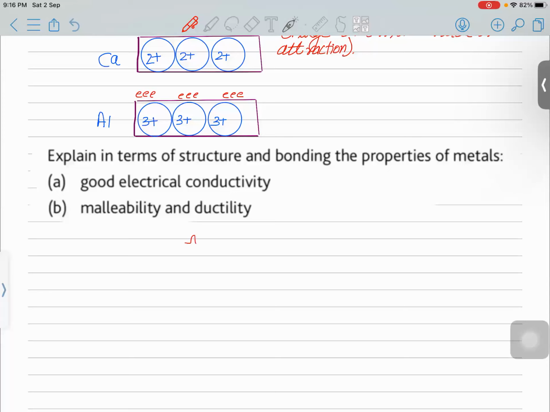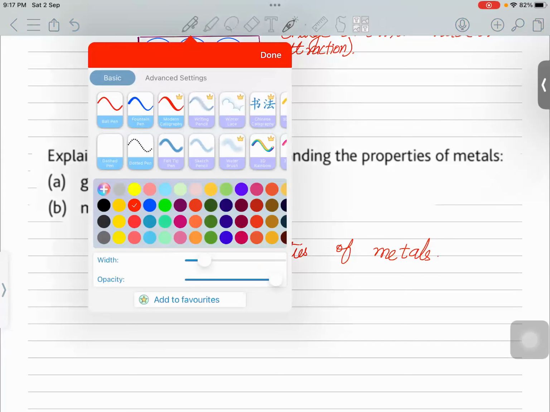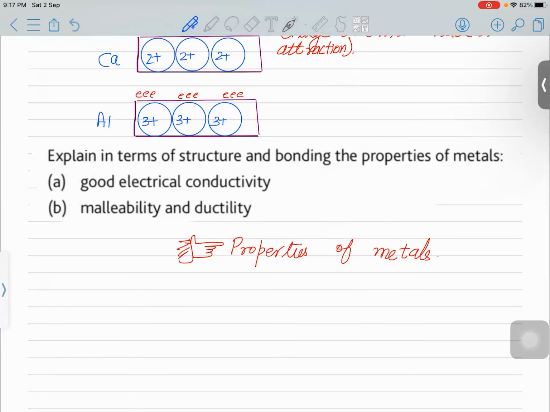Properties of metals. First property is melting point.